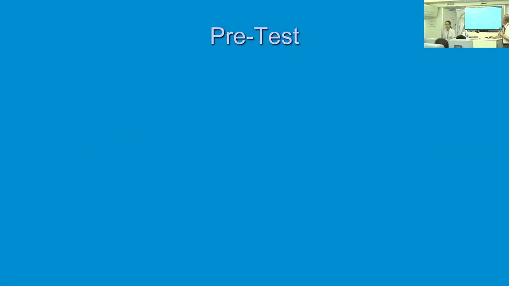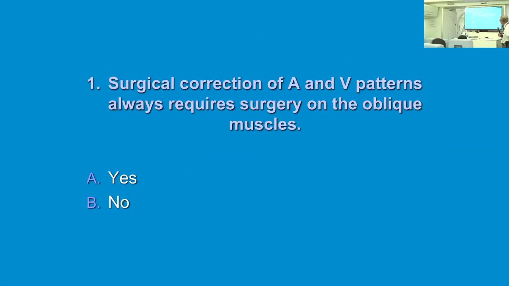And what I have here, let's read the first question. Surgical correction of A and V patterns always requires surgery on the oblique muscles. In other words, if you have an A or V pattern, you always need to correct it. You always have to do something to the oblique muscles, or are there other ways around it?